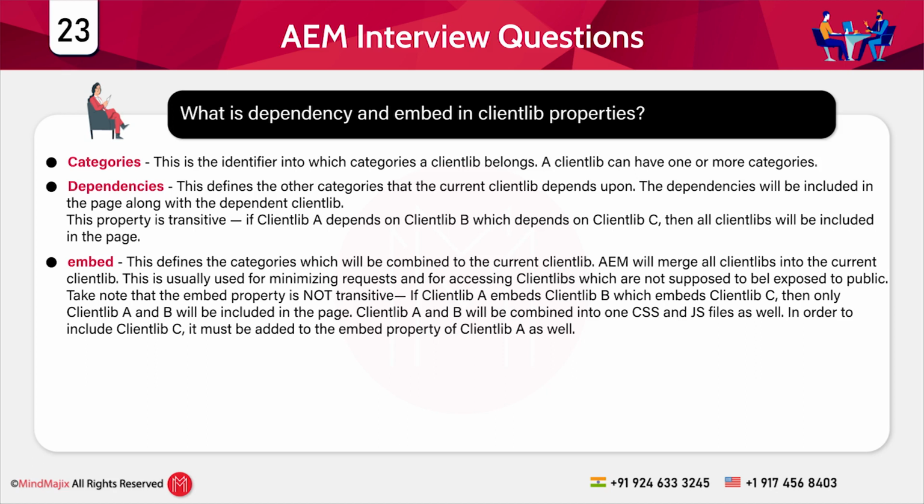That means suppose client lib A embeds client lib B, which embeds client lib C, then only client lib A and B will be included in the page, combined into one CSS and JS file. So if you want to include client lib C, then that client lib C must also be added into your client lib A. Only then will the client lib C and client lib A be combined into one CSS and JS file. So embed is not transitive, but in the case of dependencies, it is a transitive property.